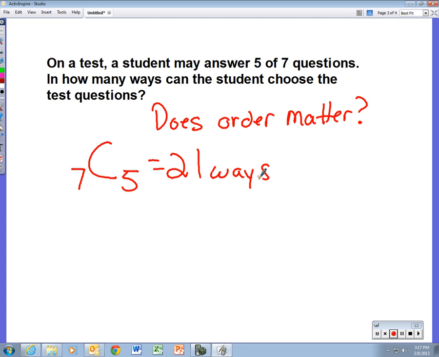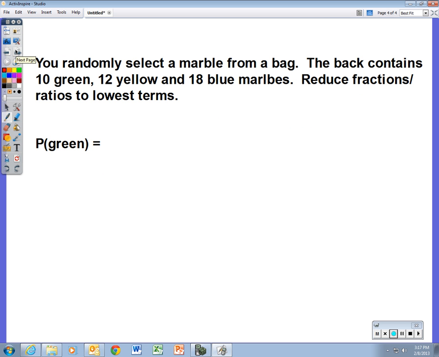So be careful. Think about the situation and ask yourself, does order matter? Yes, use a permutation. No, use a combination. And last, a simple probability problem here. Hopefully it's very simple. You randomly select a marble from a bag. Now you're probably wondering, why did we just do permutations and combinations, and why are we jumping into probability? Because permutations and combinations are used quite often in figuring out other types of probability problems. It is in the same unit. So it's important to understand permutations and combinations when we get to more complex problems. But this one doesn't require it.